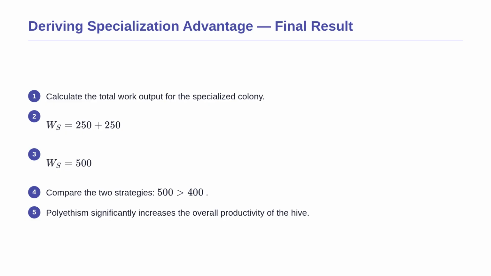By allowing individuals to master specific tasks, the insect society maximizes its energy output, proving exactly why division of labor is such a successful evolutionary strategy.